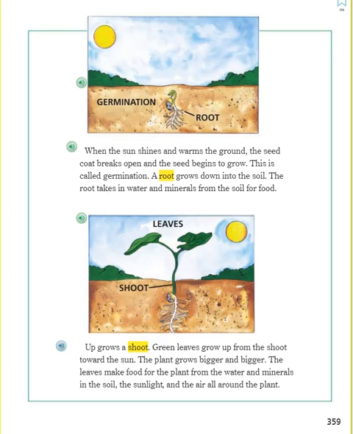Leaves. Shoot. Up grows a shoot. Green leaves grow up from the shoot toward the sun. The plant grows bigger and bigger. The leaves make food for the plant from the water and minerals in the soil, the sunlight, and the air all around the plant.